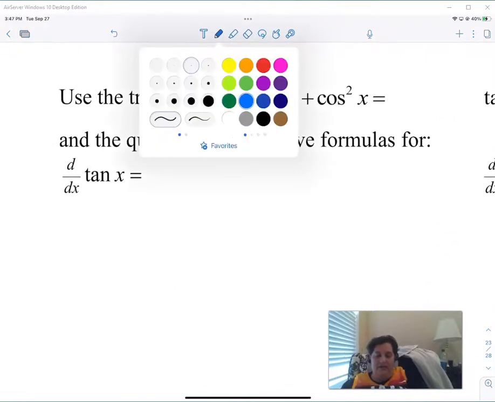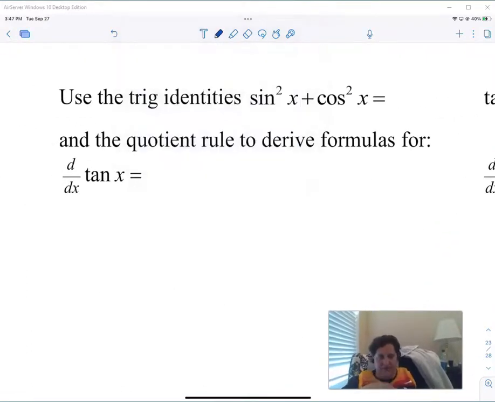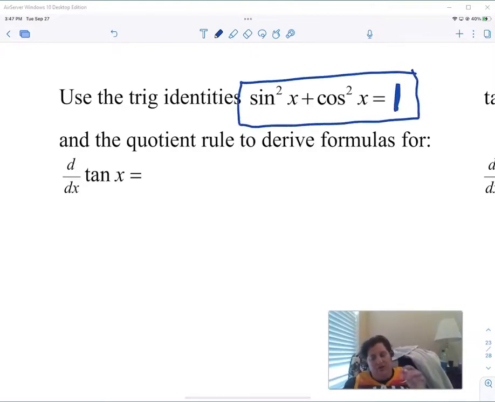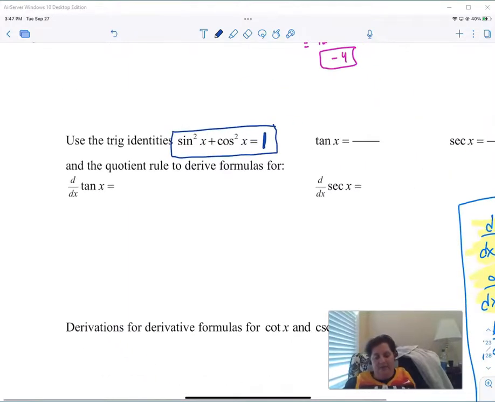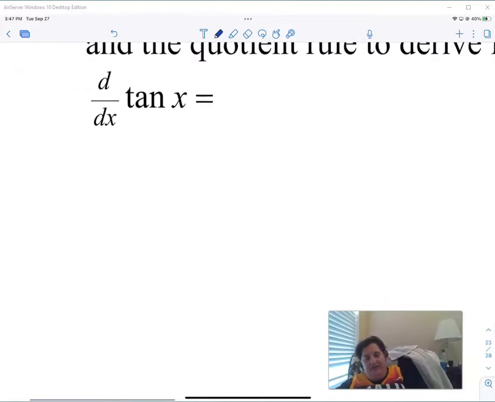Now, I think we talked about this a few days ago, you guys, but this trig identity comes directly from the unit circle. Sine squared plus cosine squared is the hypotenuse squared, and the hypotenuse is 1. So this is a very important trig identity, and we're going to use that to find some other derivatives, okay? Okay, so we want to find the derivative of tangent. Guess what I'm going to do?